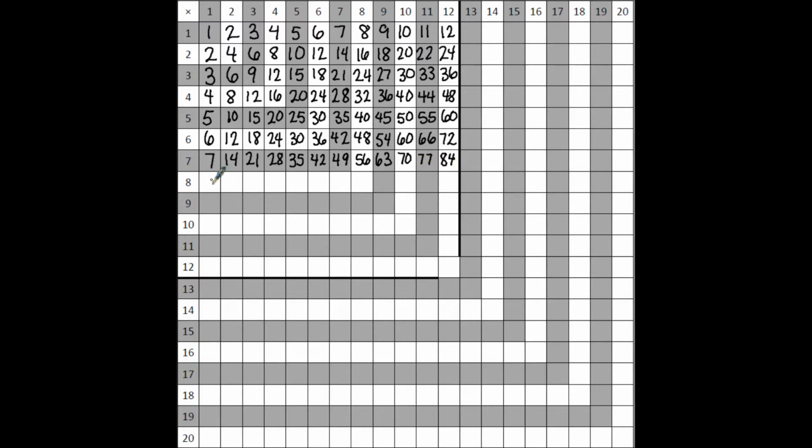The next row will count by eights. 8, 16, 24, 32, 40, 48, 56, 64, 72, 80, 88, and 96. The next row will count by nines.